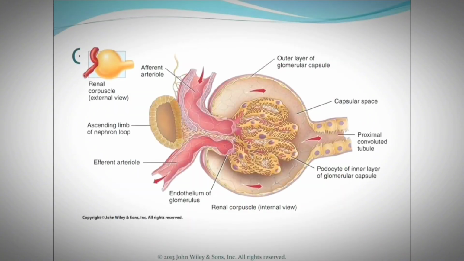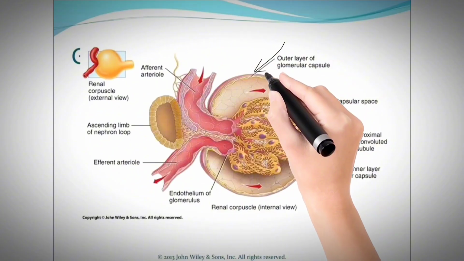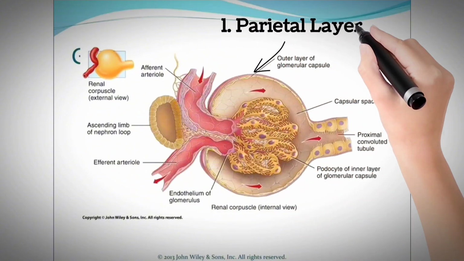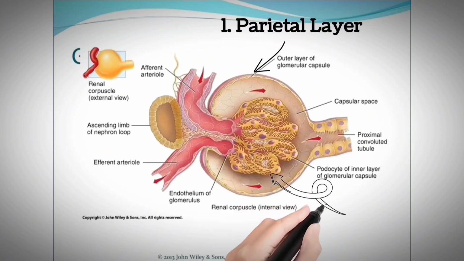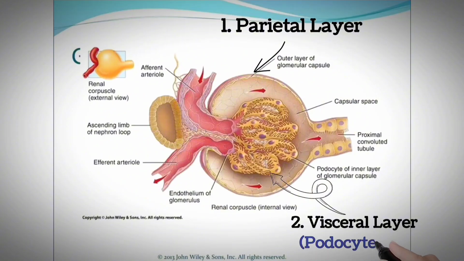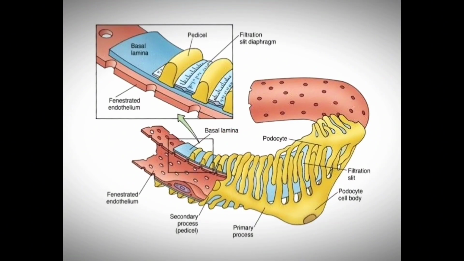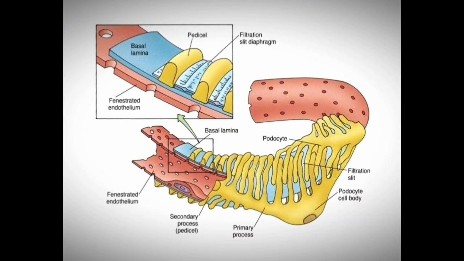These capillaries we call the glomerulus are enclosed within the Bowman's capsule. The Bowman's capsule is composed of three layers: an outer parietal layer made of simple squamous cells, and an inner visceral layer. The inner layer is made of specialized cells we call podocytes. Podocytes have foot-like projections called pedicels. Many foot processes from multiple podocytes form what we call filtration slits. Filtration slits help in the process of glomerular filtration.